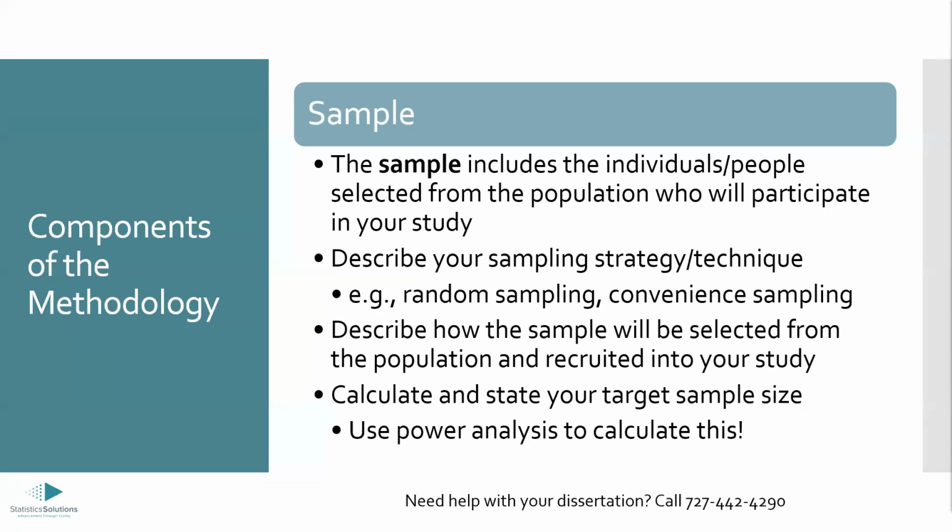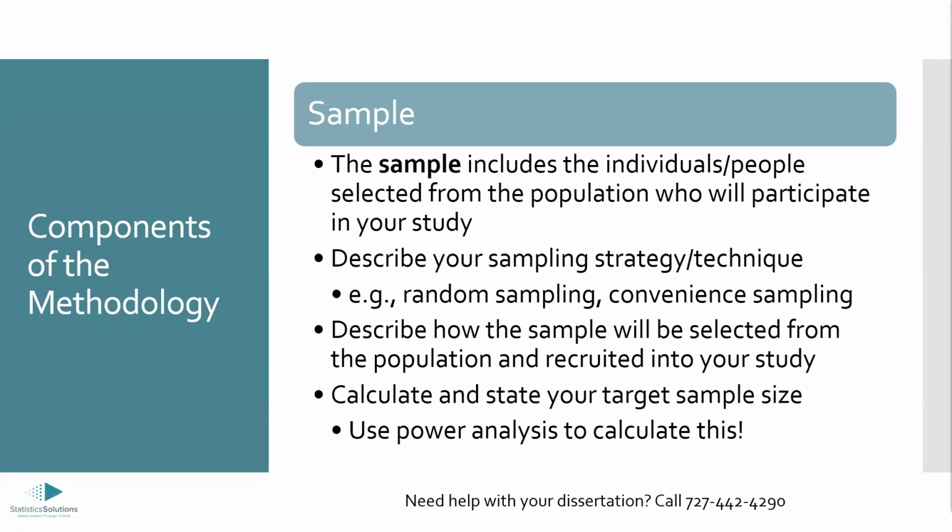You'll want to describe your specific sampling strategy or technique that you're going to use to select individuals from the population to be in your sample. So different sampling strategies might include random sampling techniques where each individual in the population has an equal chance of being selected, or convenience sampling where you pick people based on what is most readily available to you.